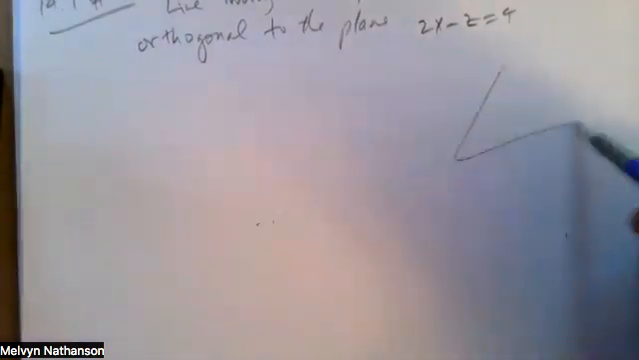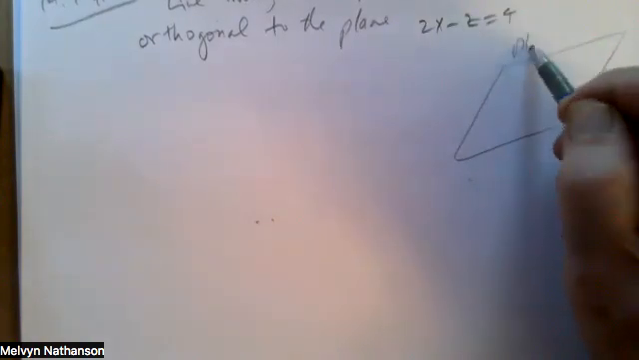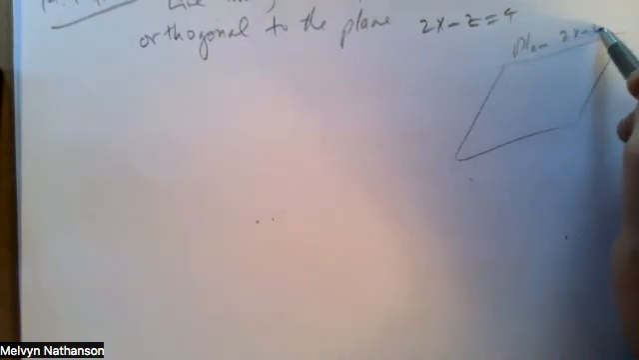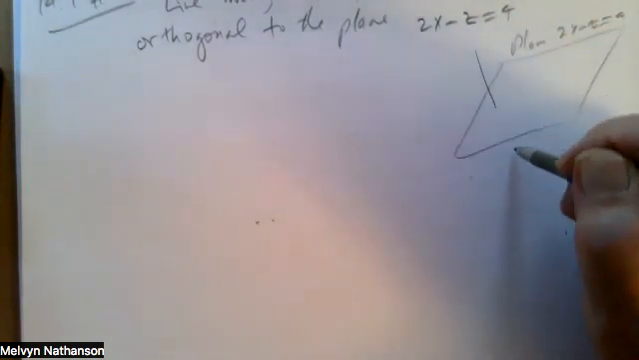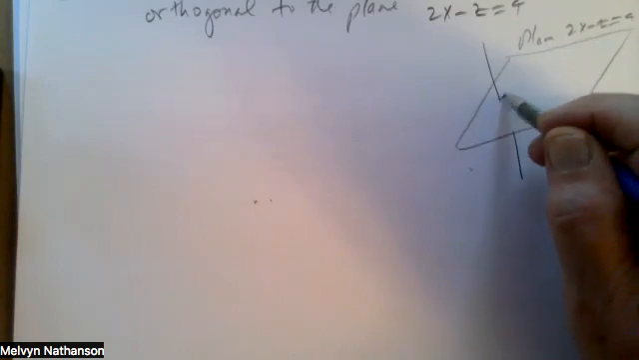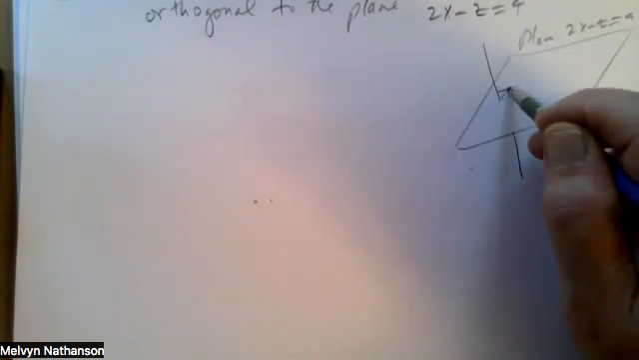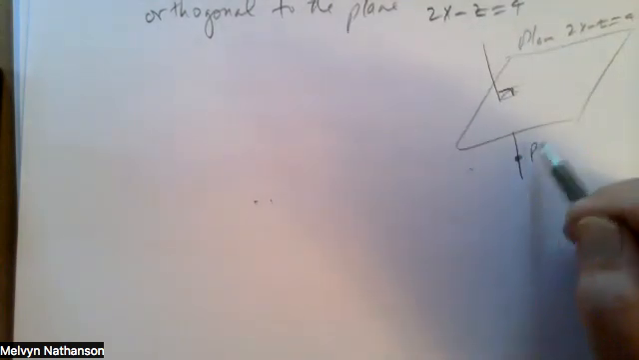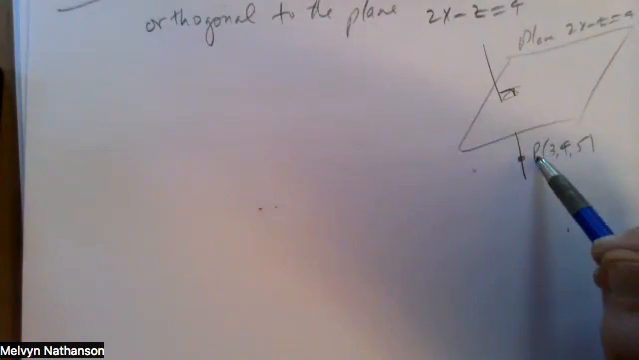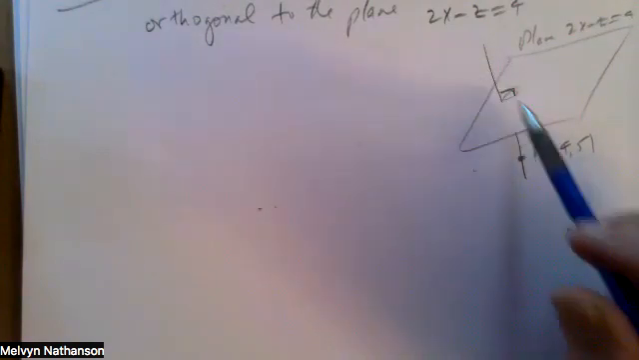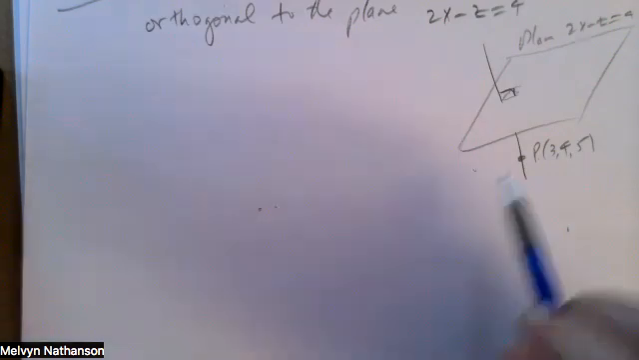So the picture is, here we have this plane, 2x minus z equals 4, and we want to find the line perpendicular to the plane and passing through the point P with coordinates 3, 4, 5. You'll notice this point doesn't lie on the plane, but it's a point in space, and you want to find the line perpendicular to the plane going through this point.